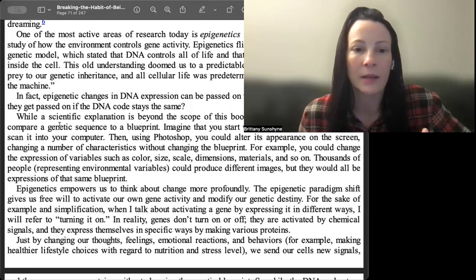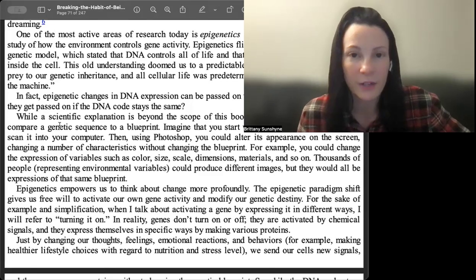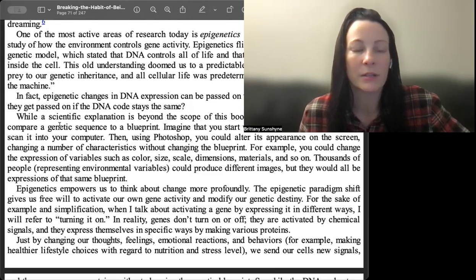Thousands of people could produce totally different images, but they would all be expressions of that same blueprint.